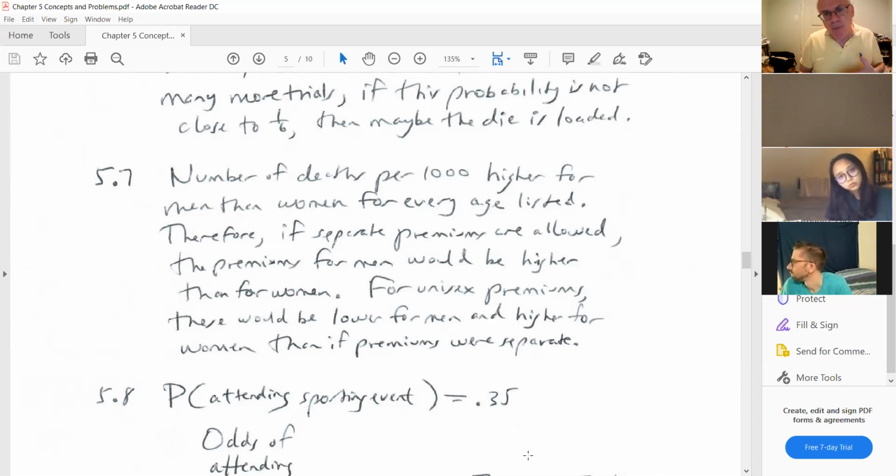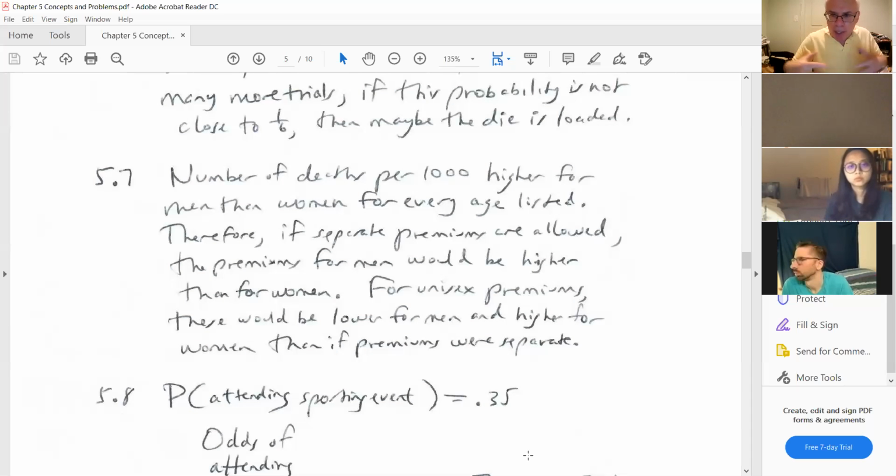Would the men's premium go up or down, or would the women's premium go up or down with the unisex premium? So if you look at the table, it's universally true, no matter what the age of the person, that the mortality rate per 1,000 for men is higher than for women. You look at every single one of those ages, it's true. And in life insurance, if mortality rate's higher, assuming everything else is the same, the premium's going to be higher. Makes sense, right? They're going to charge more. That would be in a state where they are able to charge separate premiums.